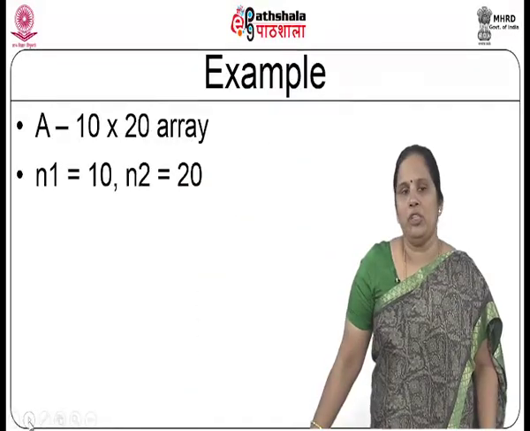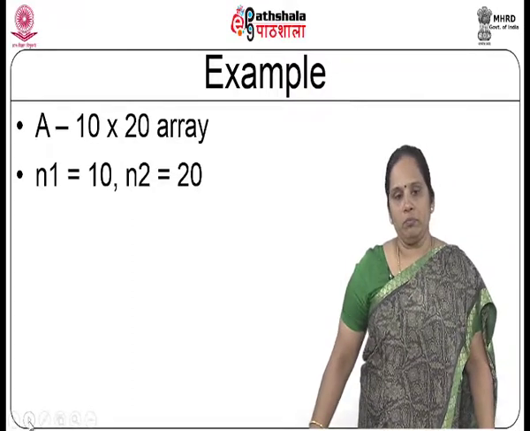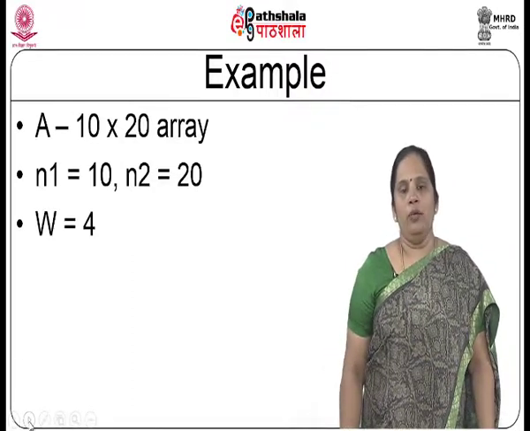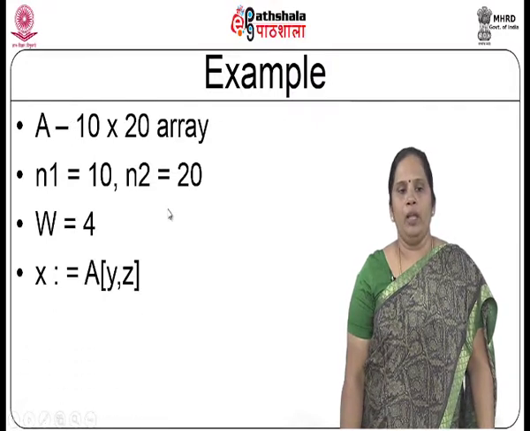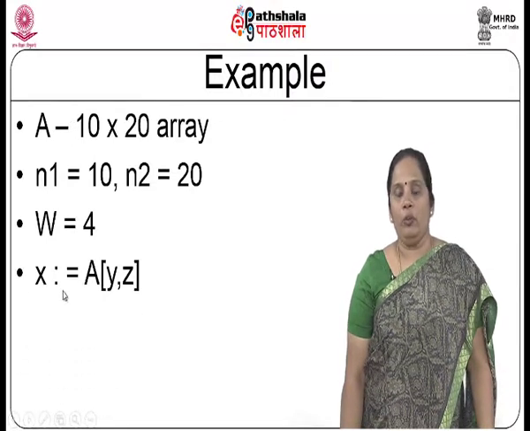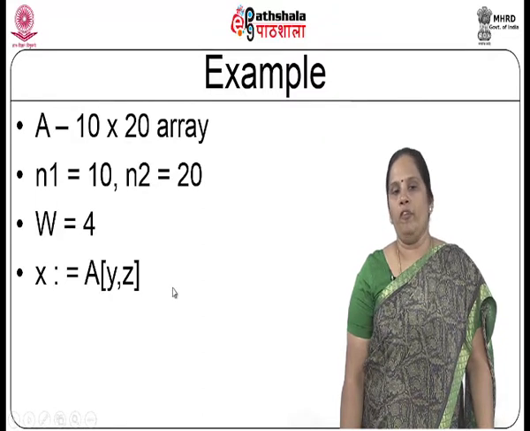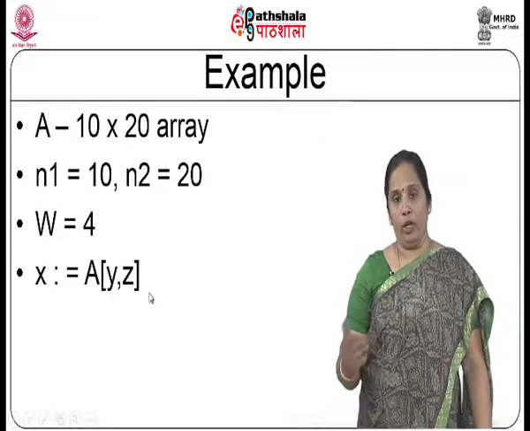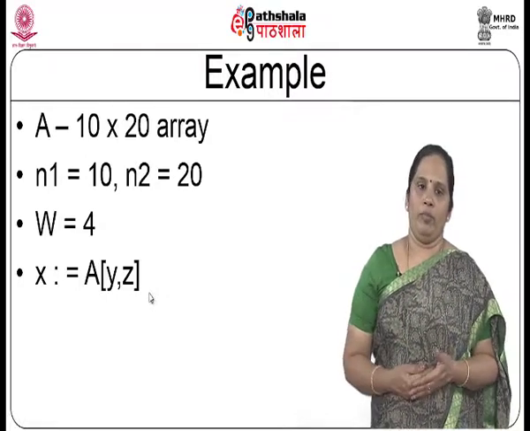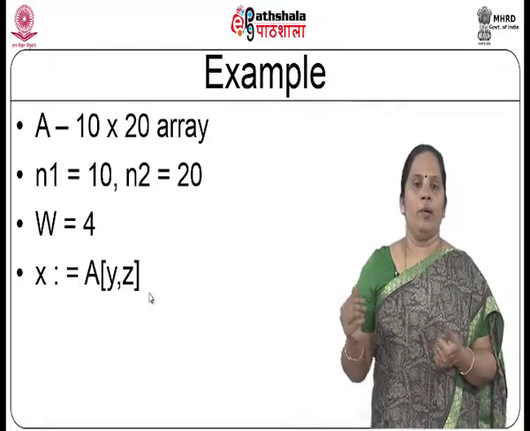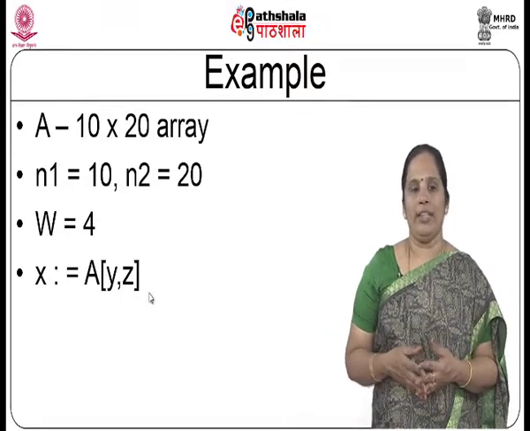So the first dimension is of size 10, the second dimension is of size 20, and then w is equal to 4. Width is 4 because I am looking at an integer array here. Let us say you have to compute this assignment, x is equal to a of y comma z. Y comma z I do not know now, that will be supplied by the programmer. So I can say a of 4 comma 3.